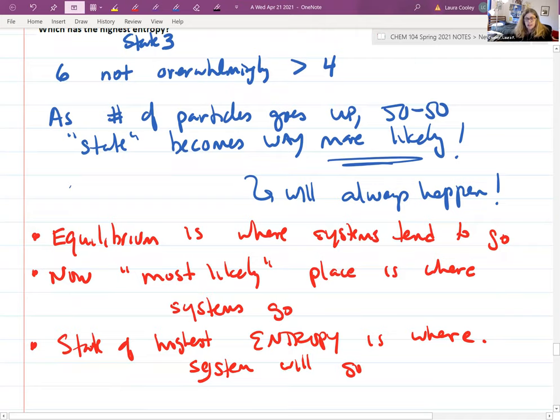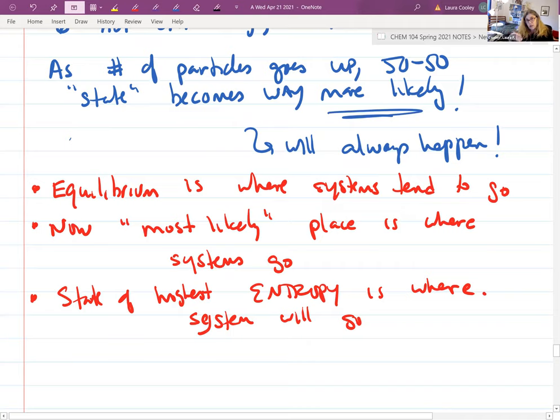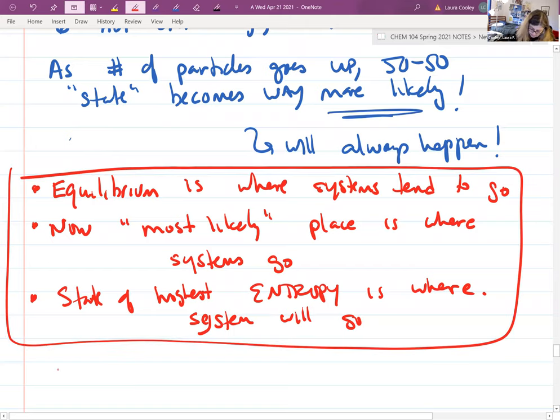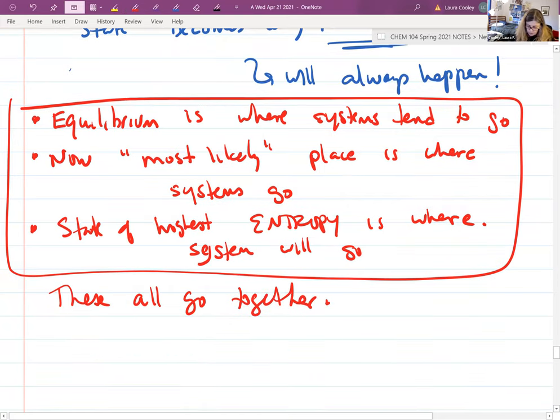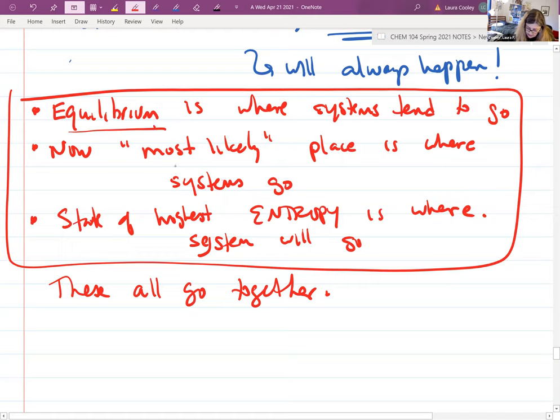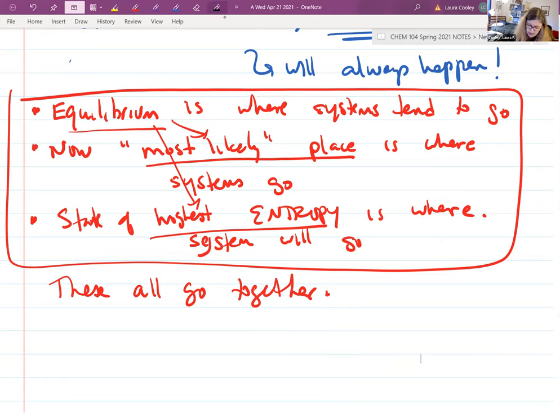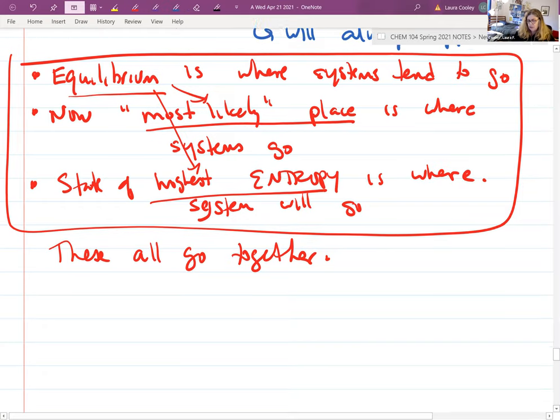Well, now I'm telling you, these all must be the same place. Equilibrium must be the most likely place. It must be the state of highest entropy. These all go together. Equilibrium is the state of highest entropy. It is the most likely place. That's what it is, okay? Which is really not what I've been teaching you. I've never talked about this aspect of it before.